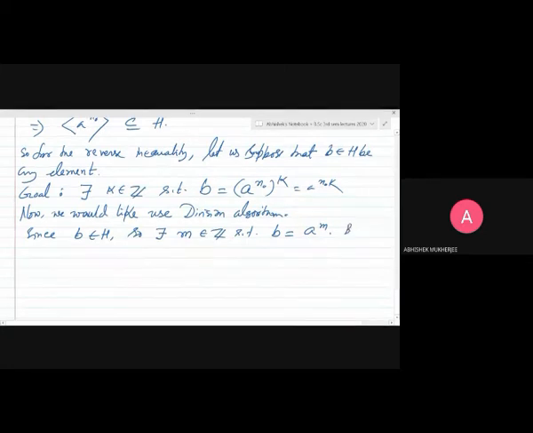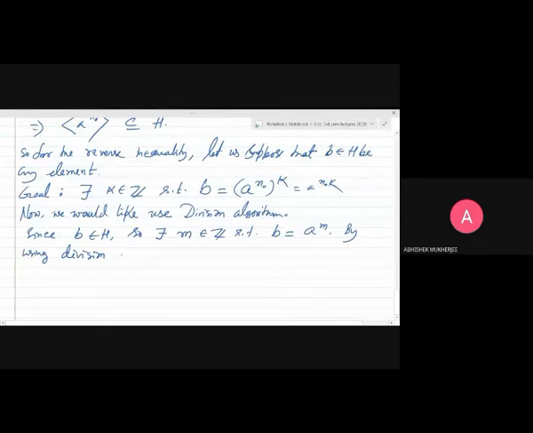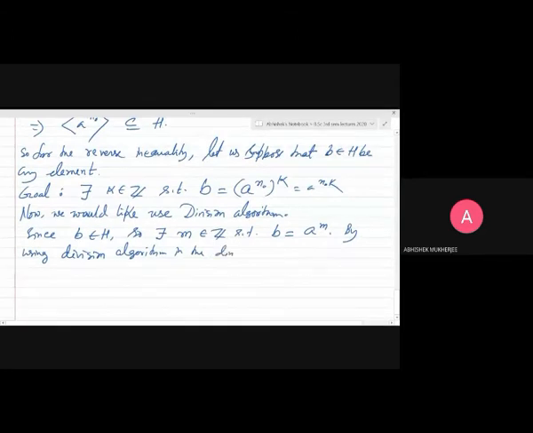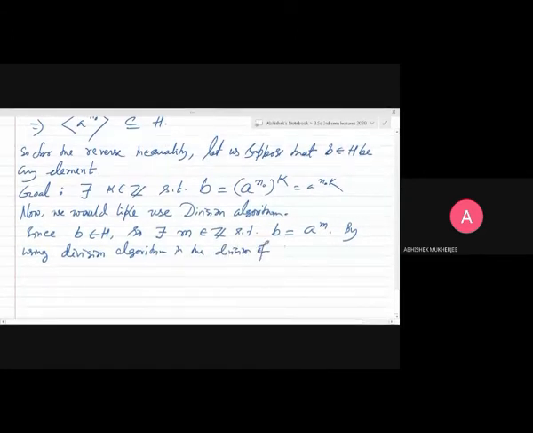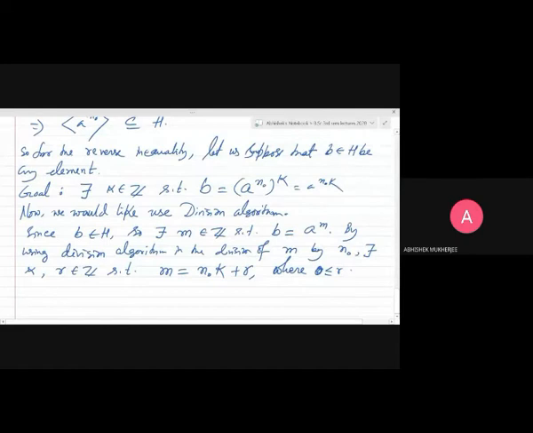Okay, so now by using the division algorithm, in the division of m by n naught, there exist k, r belongs to Z such that m can be written as n naught k plus r, where 0 less than or equal to r less than n naught. Okay.